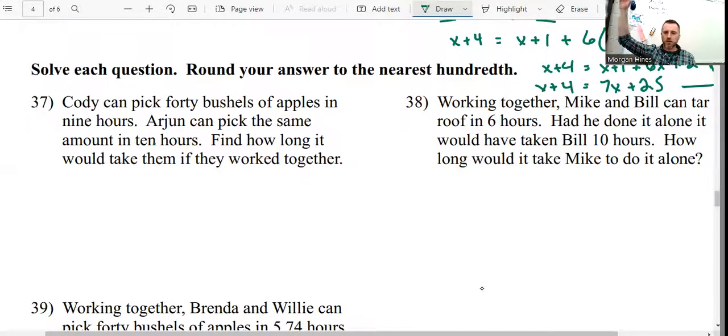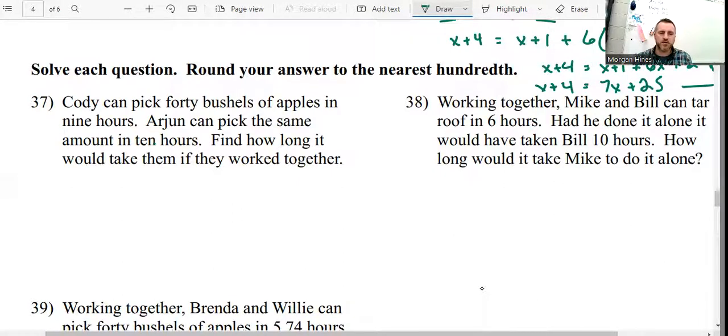And so somebody at home is like, hey, tell me when you're going to get home. Like, well, I don't know. Cody's a pretty fast bushel of apple picker. And I'm not quite as fast, but I'm decent. And so I don't know how long it'll take us. Well, using this formula, you could give a reasonable guess.